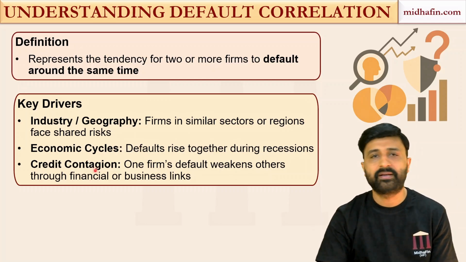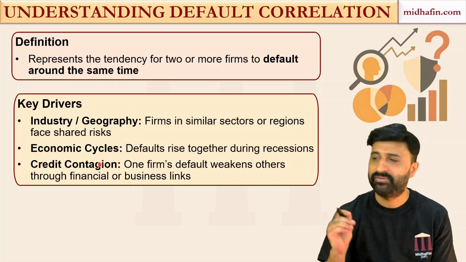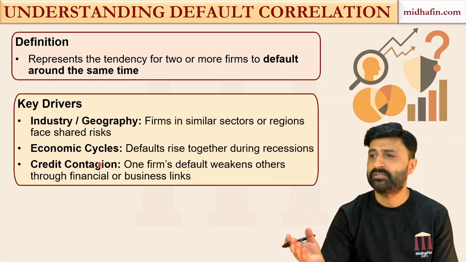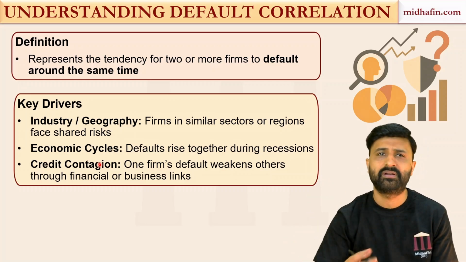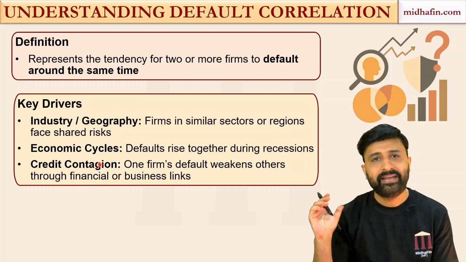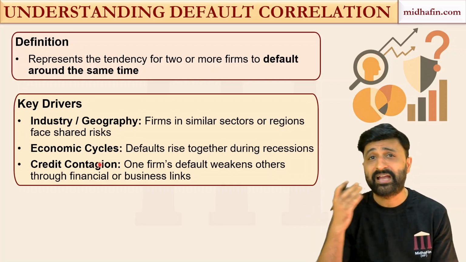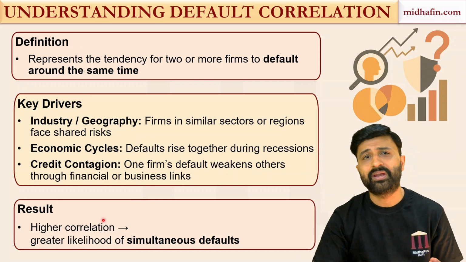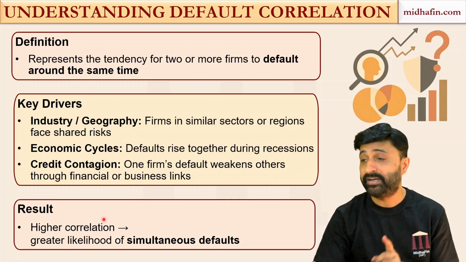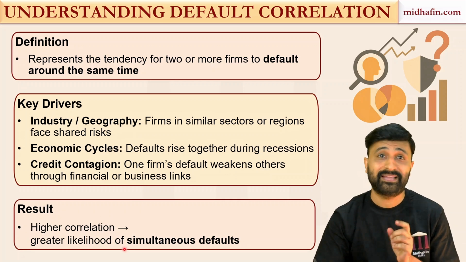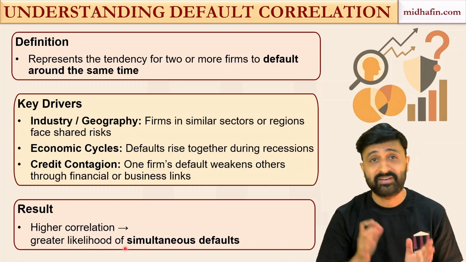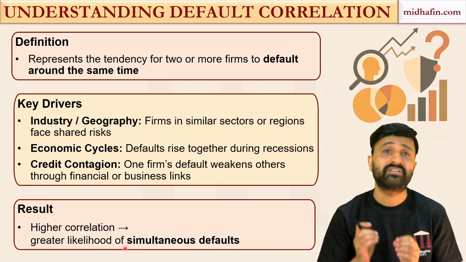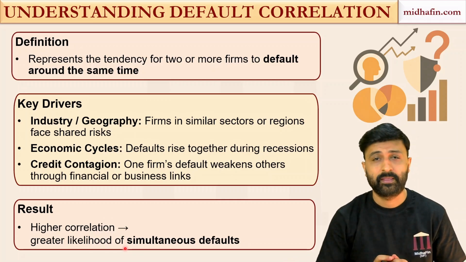And third is credit contagion. This is when one company's failure weakens its partners, you can say suppliers, customers, lenders, leading to a chain reaction of defaults. So higher default correlation means a greater chance of multiple defaults at once, and that is exactly what stresses these credit portfolios, because diversification stops working.